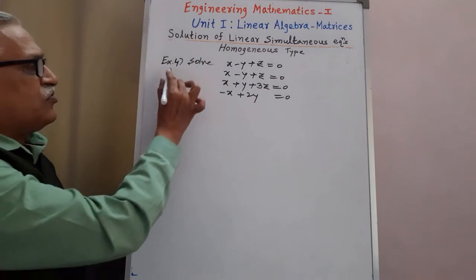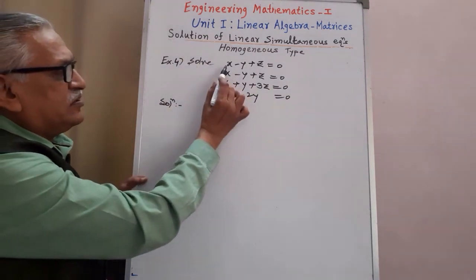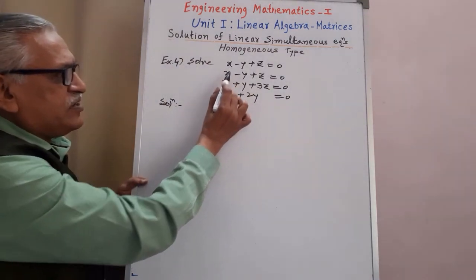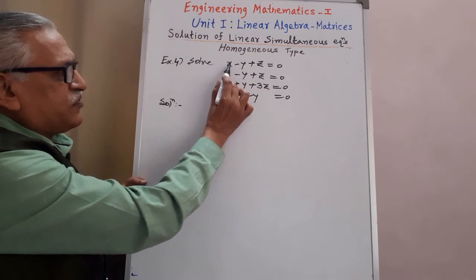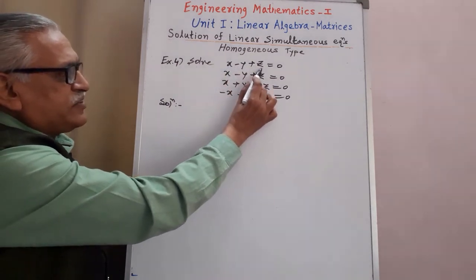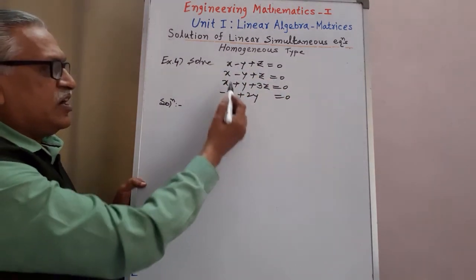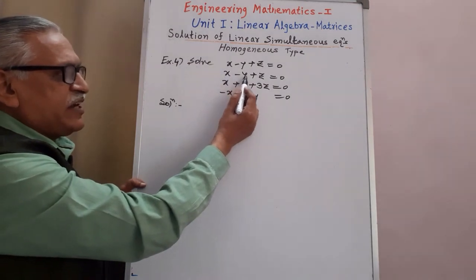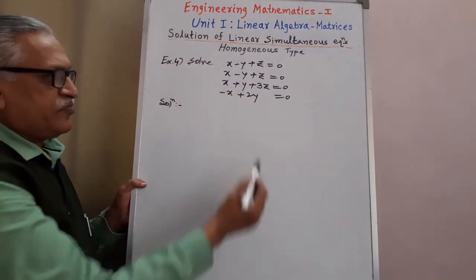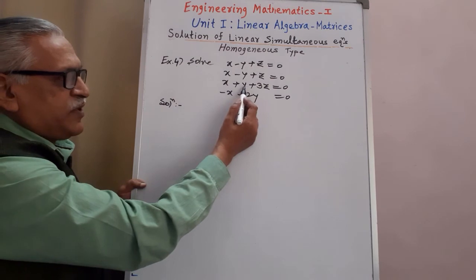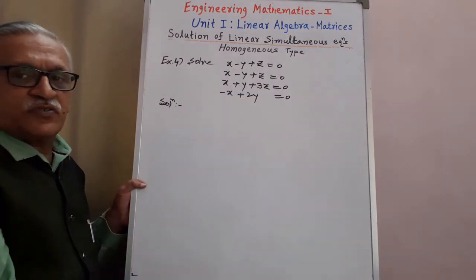Example number 4. Solve the system of equations containing first equation x minus y plus z is equals to 0. Second equation x minus y plus z is equals to 0. Third equation x plus y plus 3z is equals to 0.